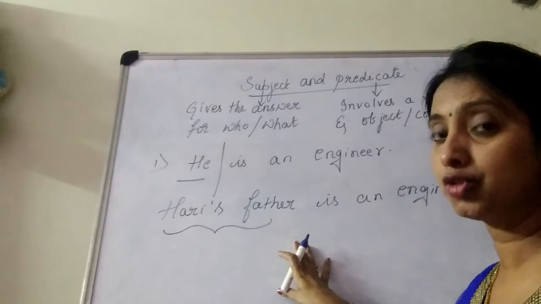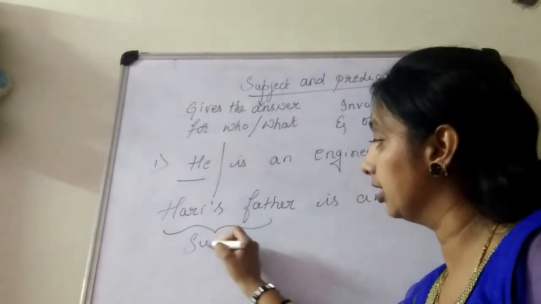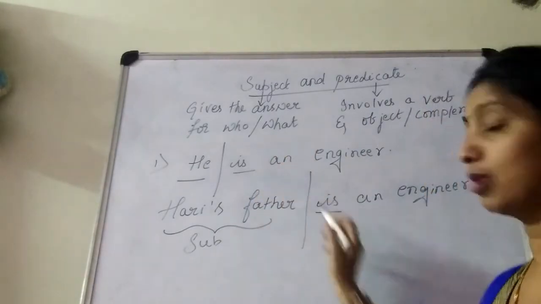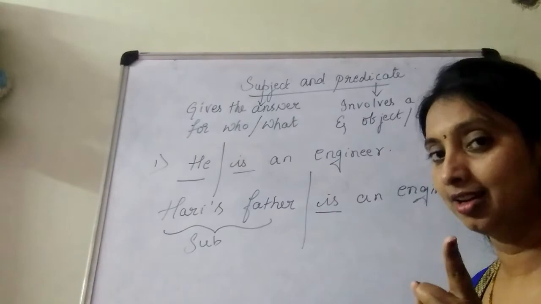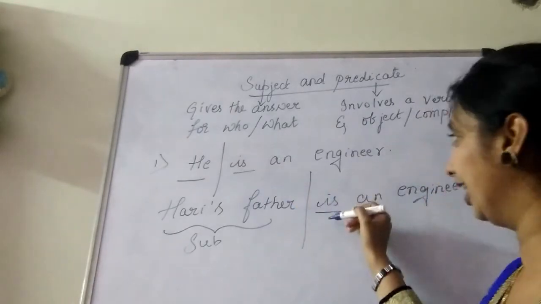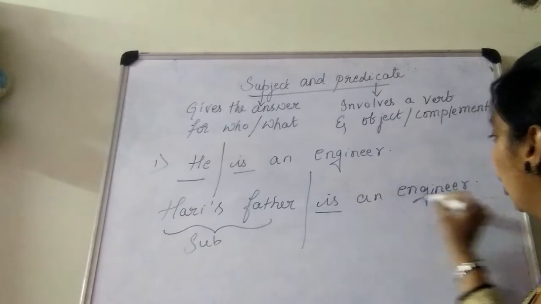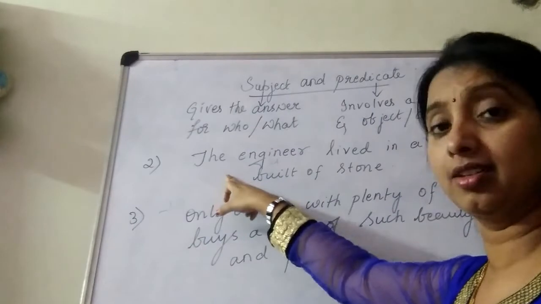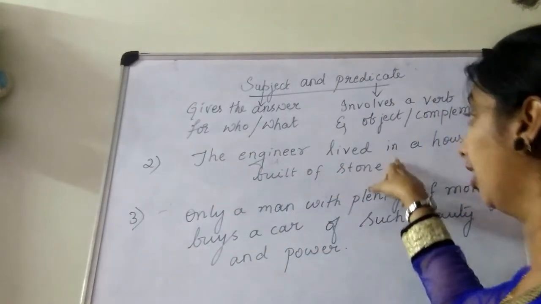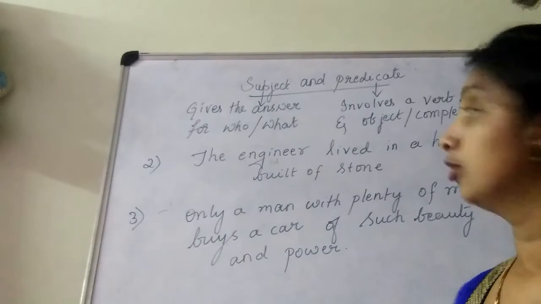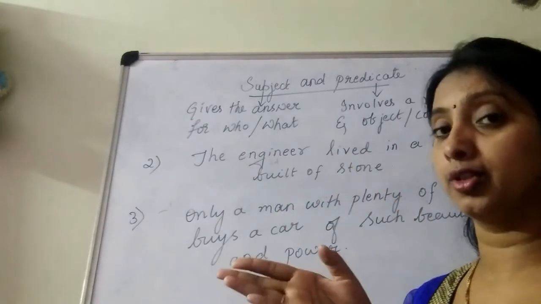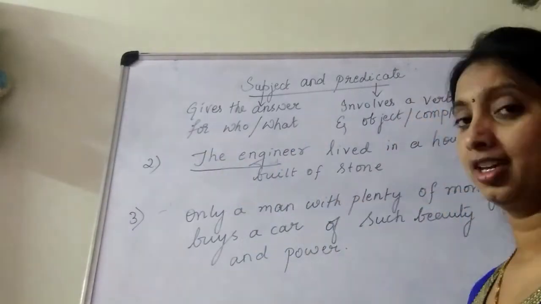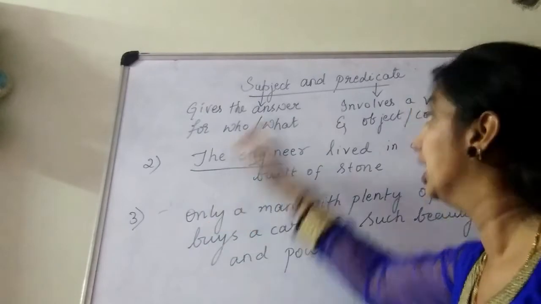So here what is the subject? Hari's father is a subject and then we have a verb here, correct? So these two are which verbs? Can you tell? Linking verbs. Yes, these two are the linking verbs and then the whole part, is an engineer, is a predicate. Now I have given this sentence. The engineer lived in a house built of stone. Who lived in a house built of stone? Who? The engineer. Yes. Then the engineer is a subject.